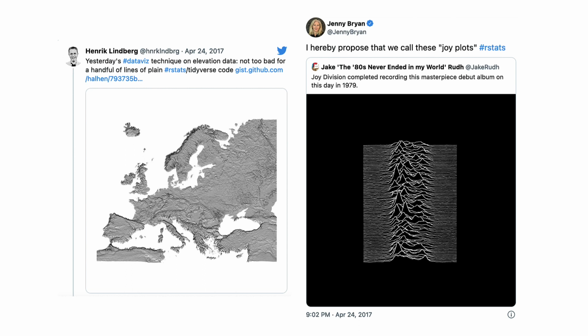Joy plots is a play on the band name of the English rock band Joy Division. Internet historians have dug up the origin of who first came up with the term joy plots, and it was actually invented on Twitter. Someone posted a data visualization of ridgeline plots showing the elevation, I guess, in Europe. A lot of times these plots where the lines are very close to each other on a ridgeline plot tend to be called joy plots more than ridgeline plots. So this is a very good example of a plot that tends to be called a joy plot.